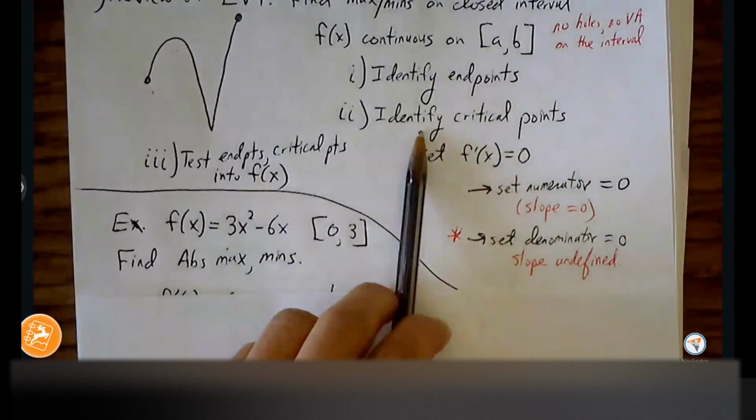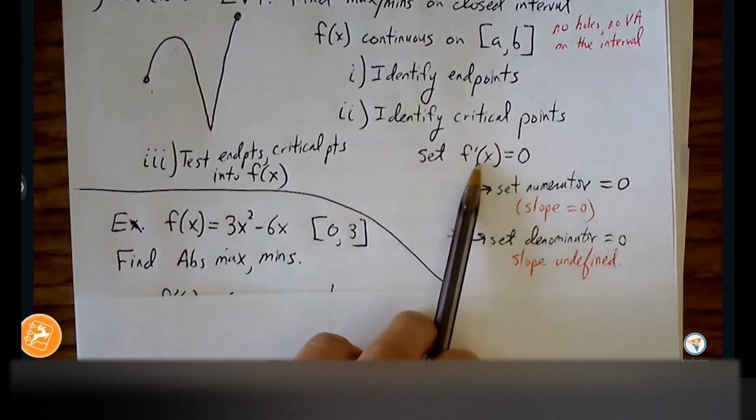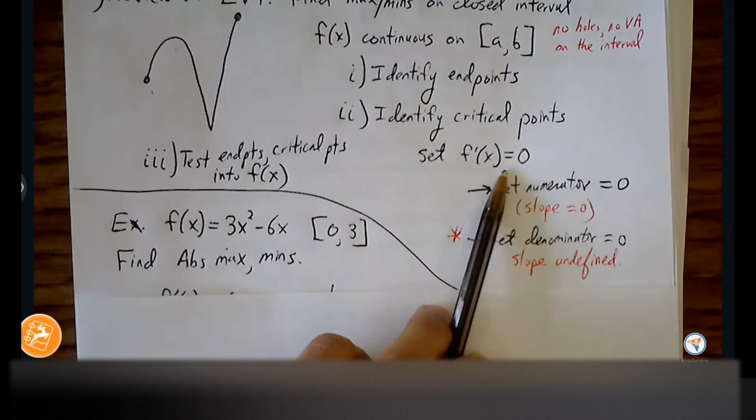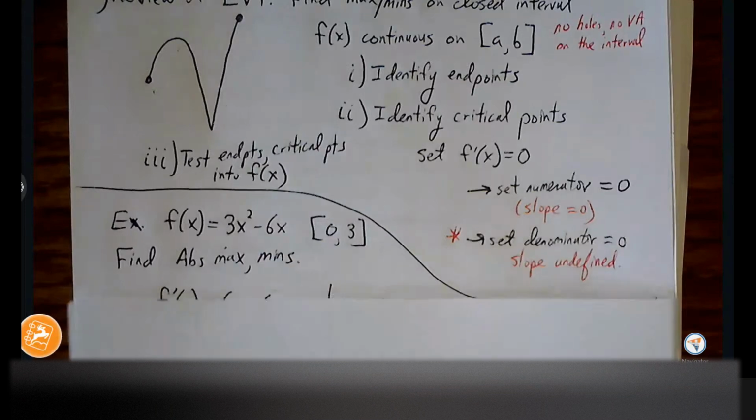So then let's identify some critical points. Critical points are going to come from f prime, so we're going to take the time to find the derivative, set the derivative equal to 0, and look for critical points. So we find the derivative of 3x squared minus 6x. We go through power rule. We get 6x minus 6 equals 0. Solve for x.